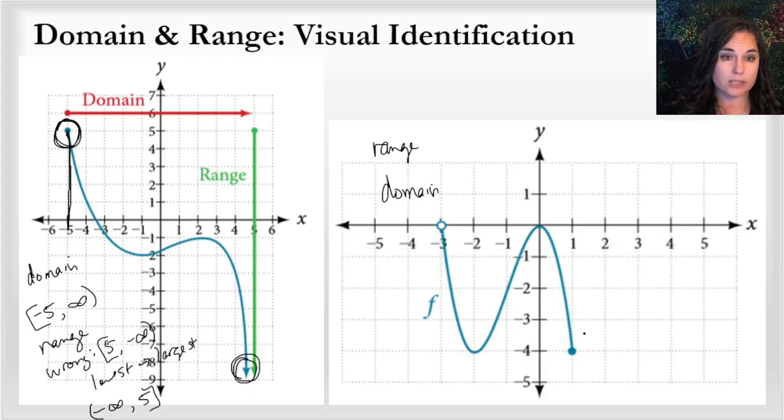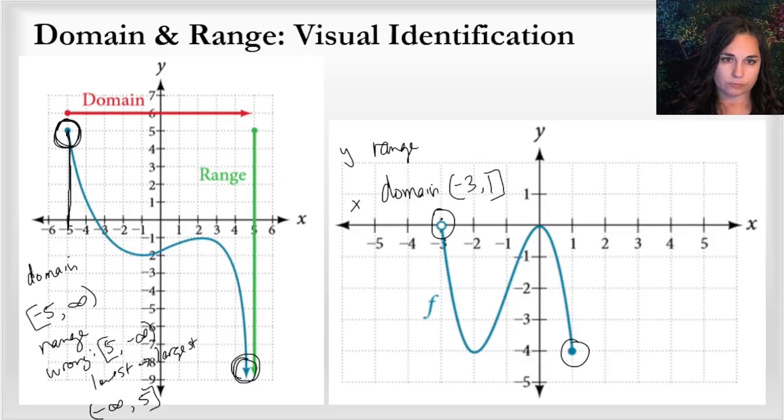As I read this, I can see that there's a clear beginning and a clear ending for this function, whatever this represents. Okay, the domain is the x values. Remember, this is the x values, this is the y values. The x value starts at negative 3 and goes up to 1. It cannot equal negative 3, and it can equal 1. So I get a parenthesis bracket.